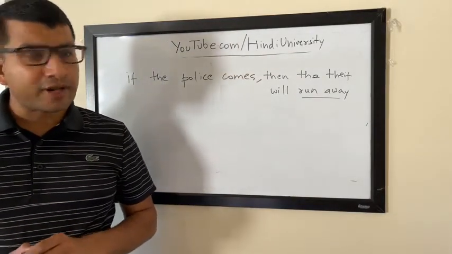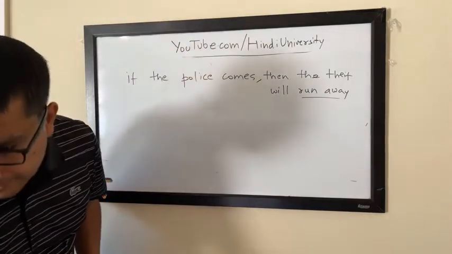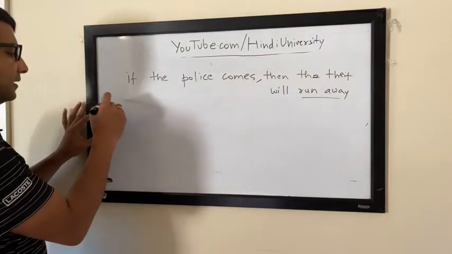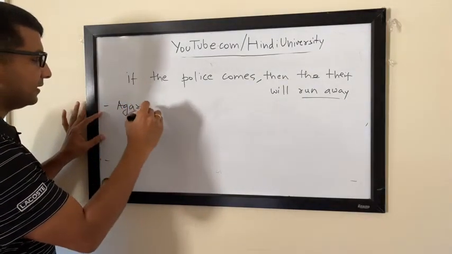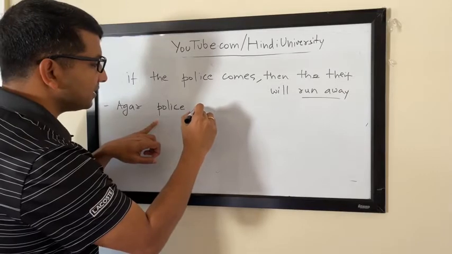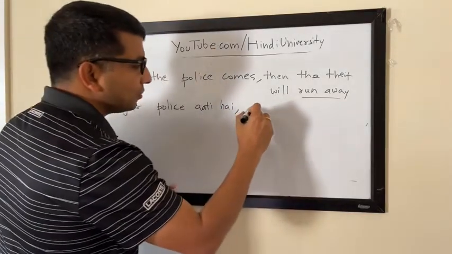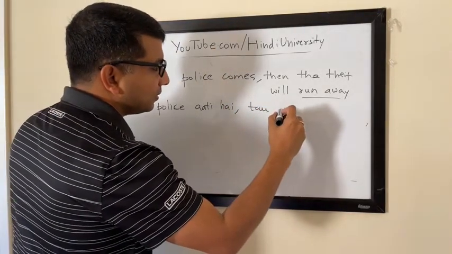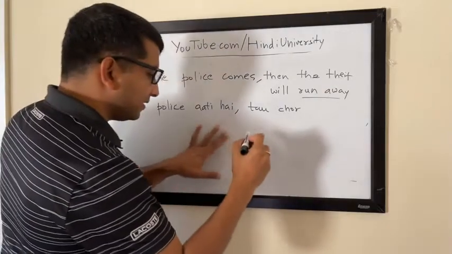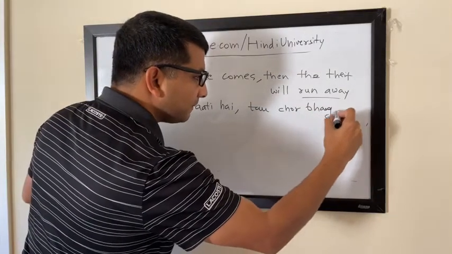Again, for all of you, you should try it on your own, although we will do the in-class exercise as well. Okay, so let's see. Radhika ji, you want to try it out, the first one? Agar police aati, okay, police is masculine, so feminine, sorry. Agar police aati hai, चोर भाग जाएगा. Very good. So चोर भाग जाएगा.